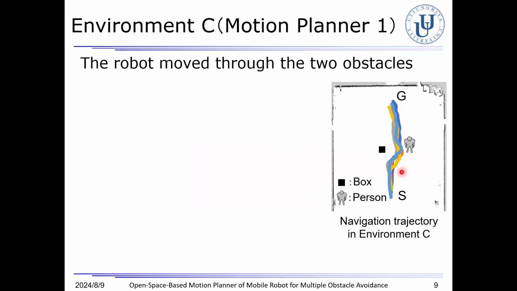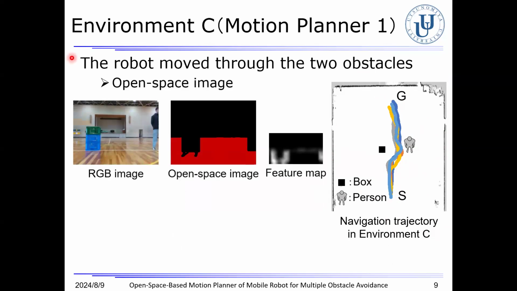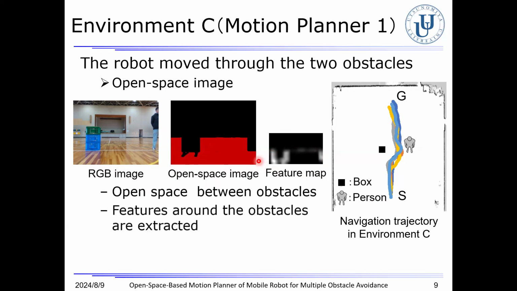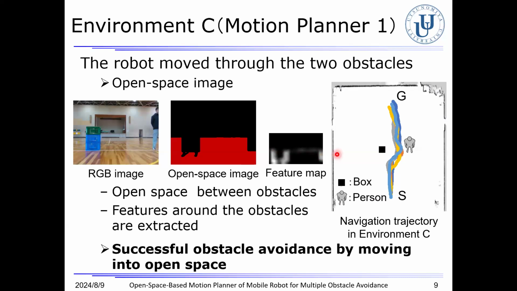To discuss the navigation results, we show an open space image. And this is the RGB image, open space image, and feature map. In the RGB image, we can see the box and the standing person as the obstacles. These obstacles are on both sides in the image. Therefore, in the open space image, there is the open space between the obstacles, and features around the obstacles are extracted. As a result, the robot moved through the open space between the obstacles.